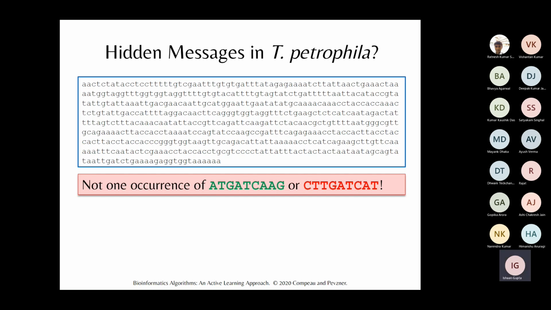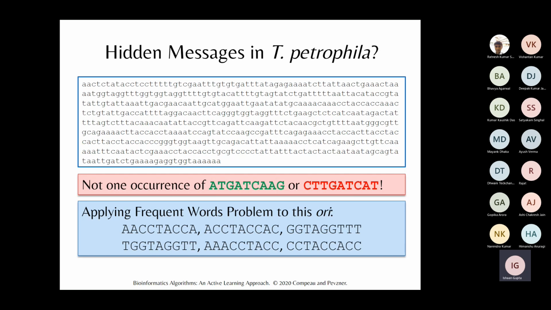So in fact, if we apply the frequent words algorithm in the ORI, we actually find that there are other frequent words here. Particularly, that means that if you have a different genome, there is a different hidden message. Initially, when I was asking you about trying to find the origin of replication, somebody said that if we know the exact locations where the origin of replication is found, we can just search for that sequence.